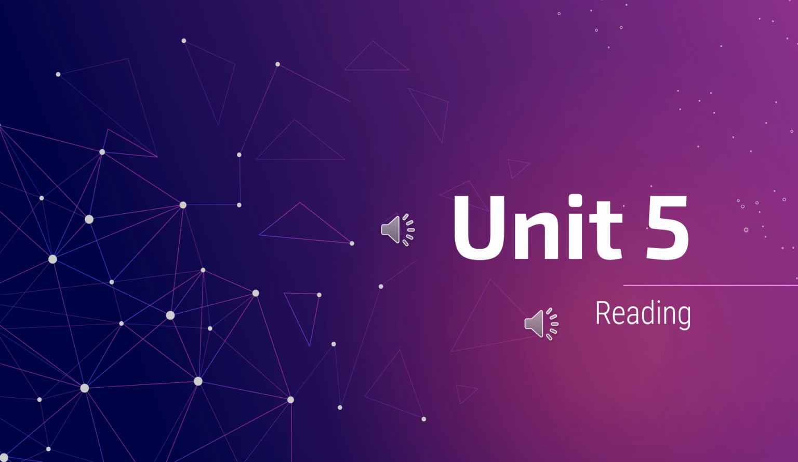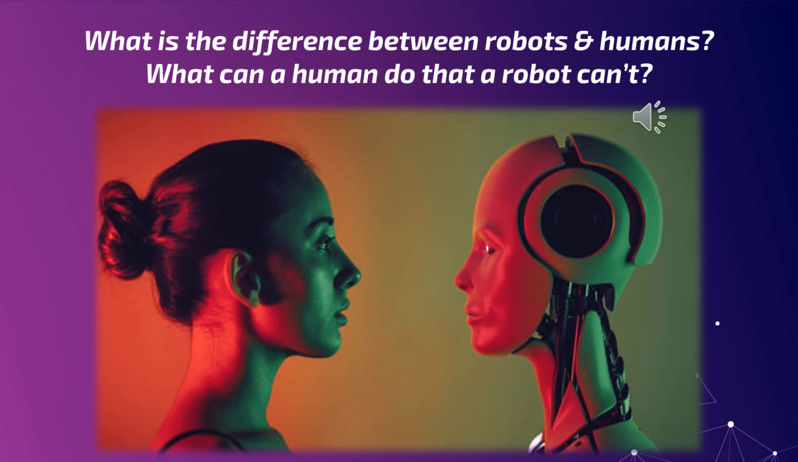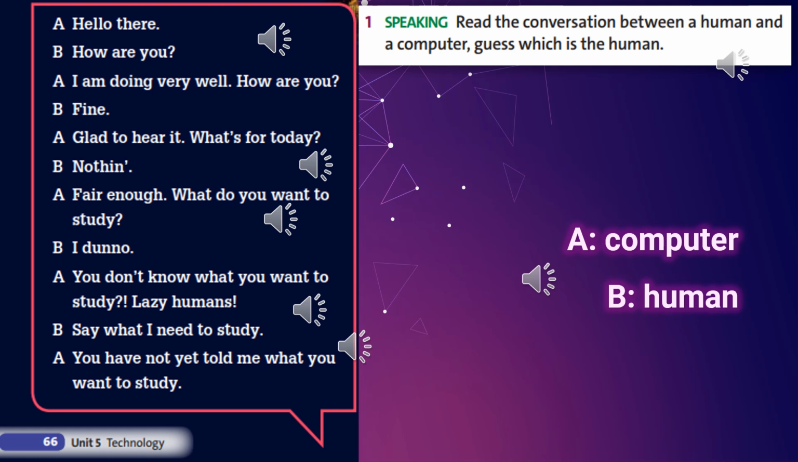Unit 5. Reading. What is the difference between robots and humans? What can a human do that a robot can't? Speaking. Read the conversation between a human and a computer. Guess which is the human.